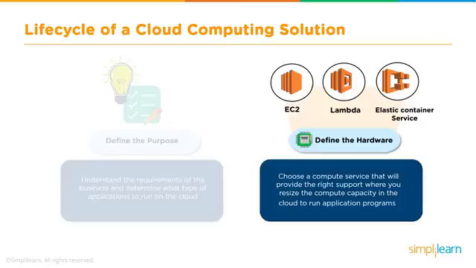There are different services and hardware for different needs you might have, like EC2 if you're looking for IaaS, Lambda if you're looking for serverless computing, and ECS that provides containerized service. So there is a lot of hardware available. Pick the right hardware that suits your requirement.